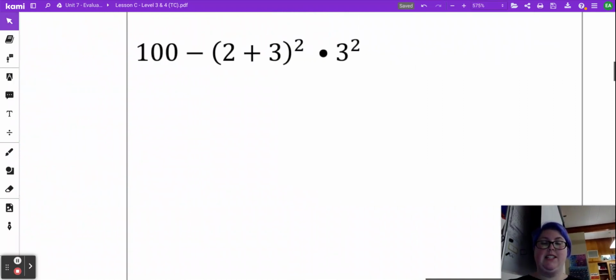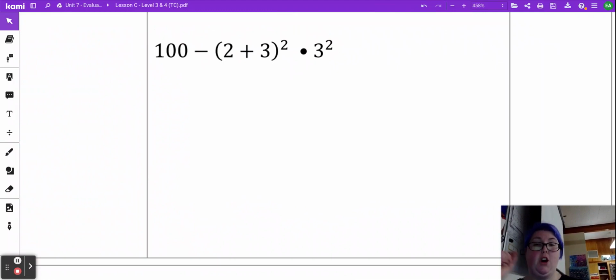All right, folks, this last problem you are going to solve on your own. You're going to put the answer into the formative.